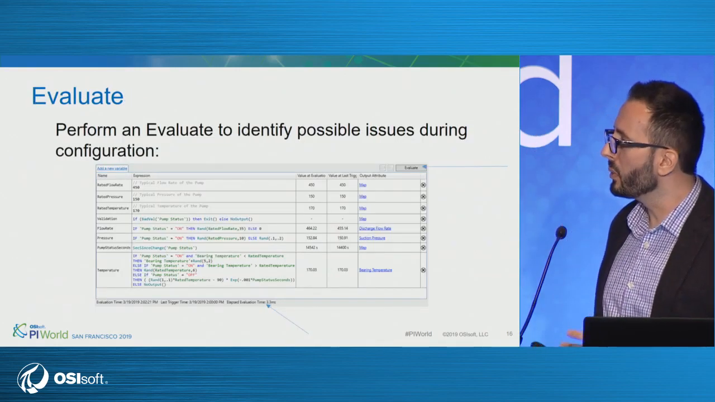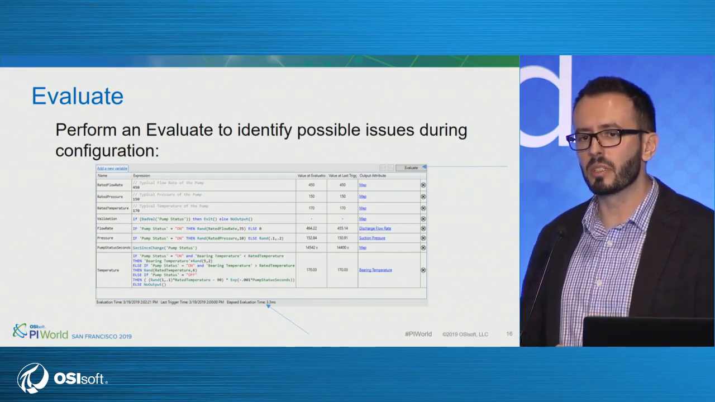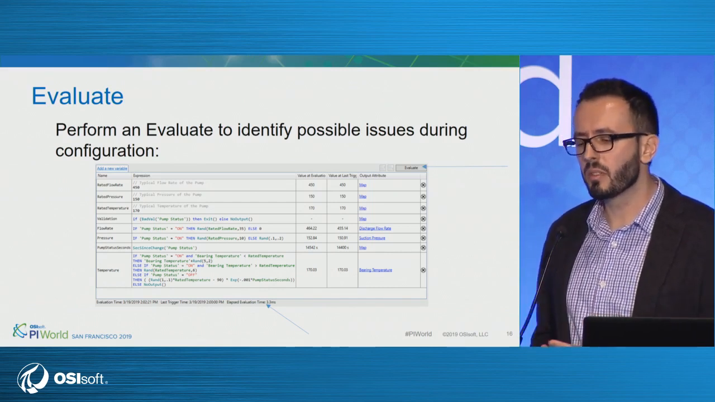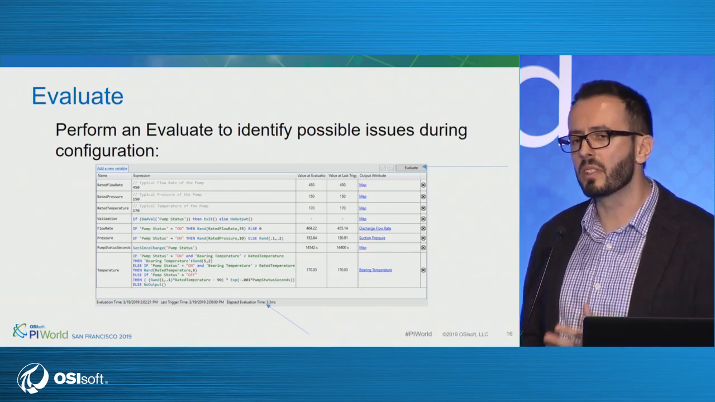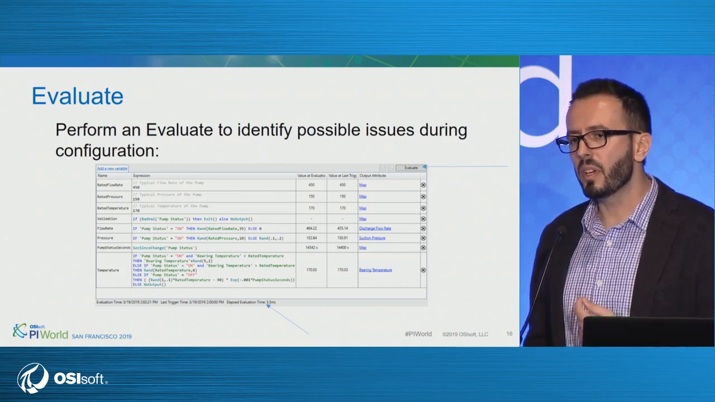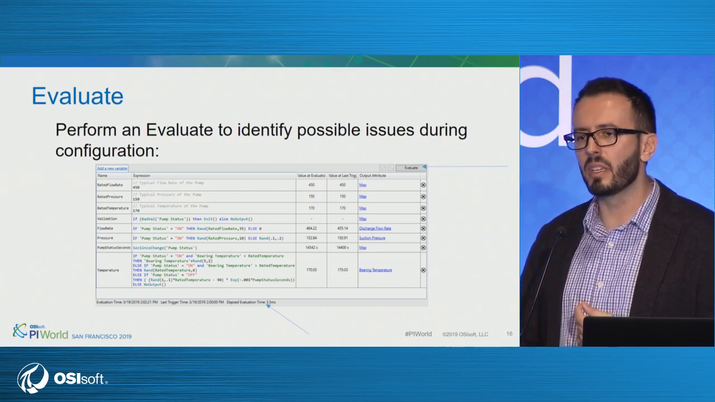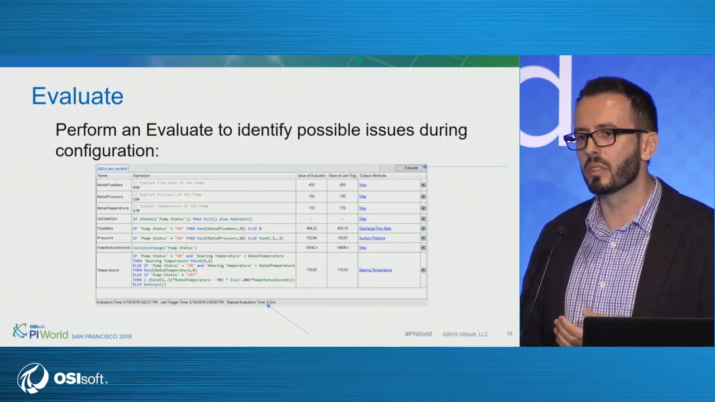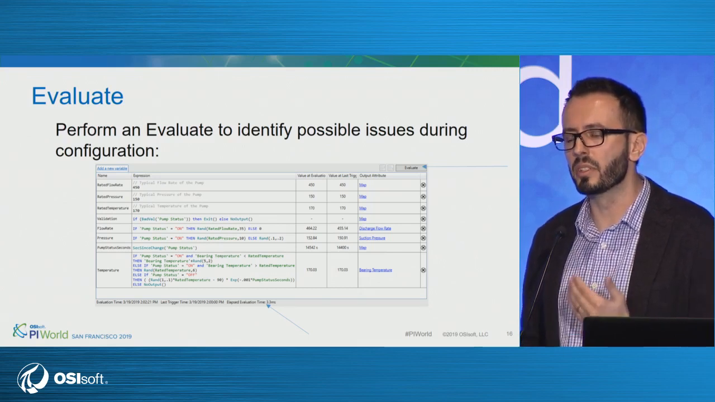So let's say now we have a calculation configured, and we're ready to check it in and let it run. Before we do that, we really recommend that you evaluate the calculation at least once in the UI by clicking that evaluate button. What that does is an in-memory evaluation. It's not writing any data out to the PI tags or anywhere, and it's going to show the results for that calculation at that point in time.